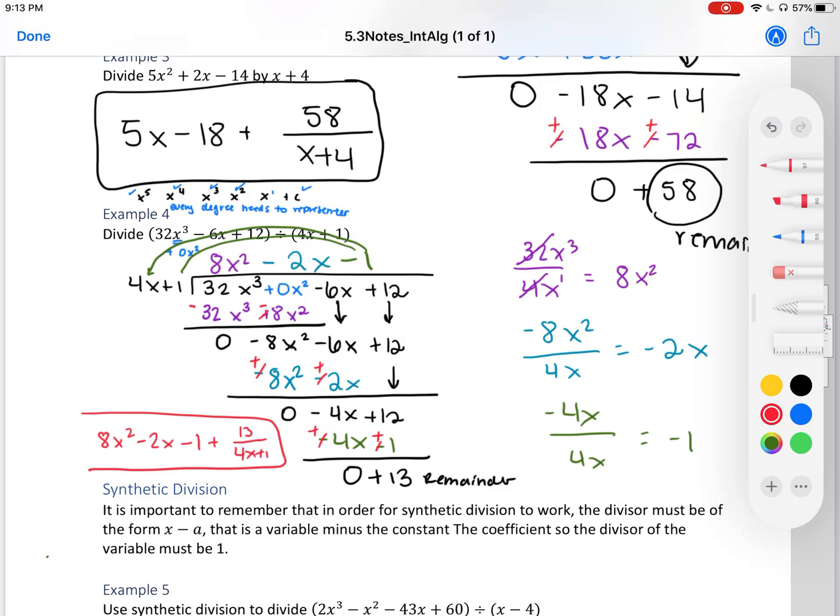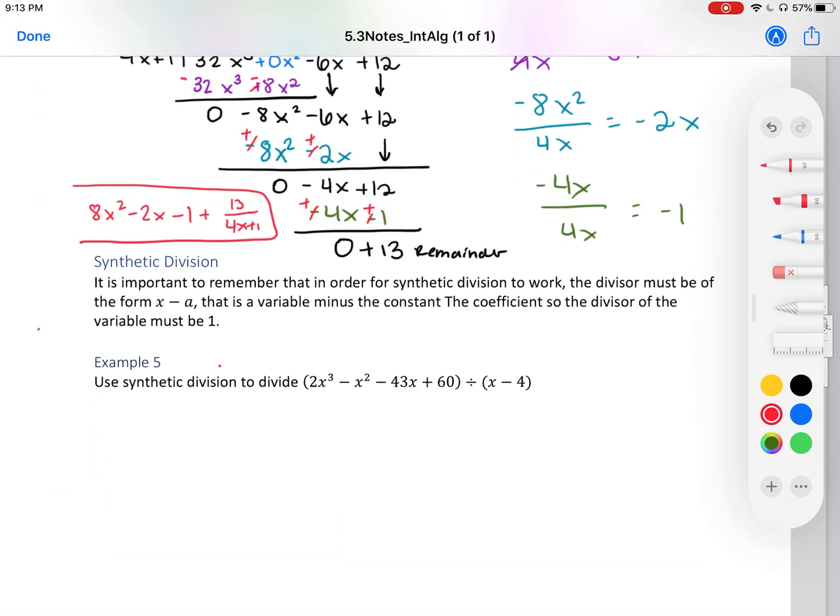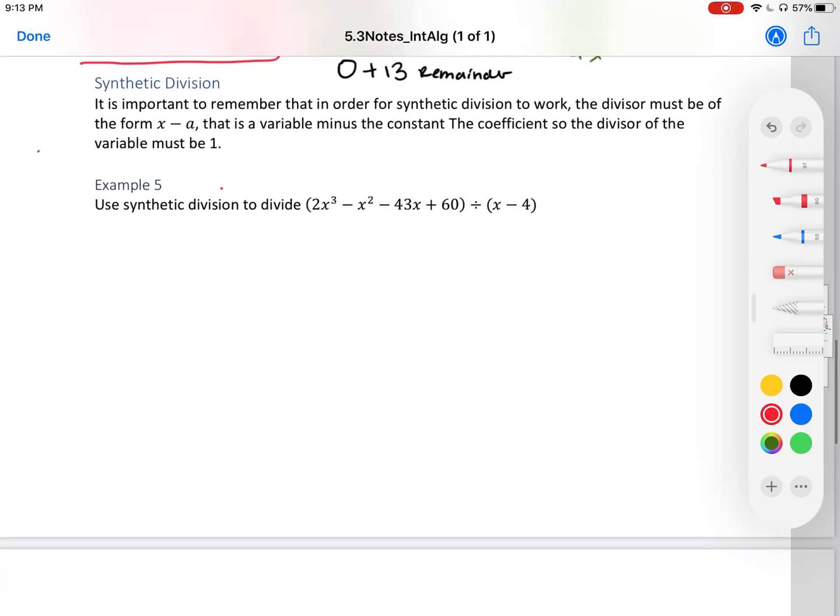Now, long division of polynomials with practice is enjoyable, but there's also a helpful trick to dividing. This is called synthetic division. It is important to remember that in order for synthetic division to work, the divisor must be of the form x minus a. That is the variable minus the constant. The coefficient of the variable in the divisor must be 1.